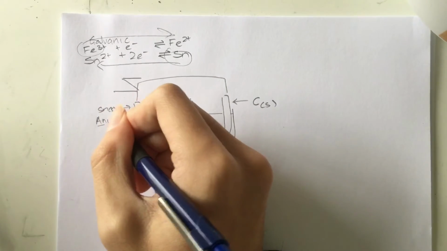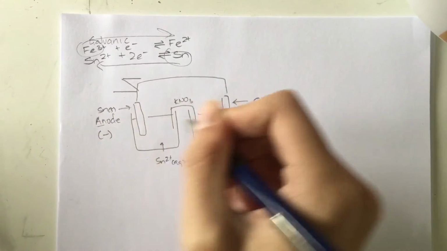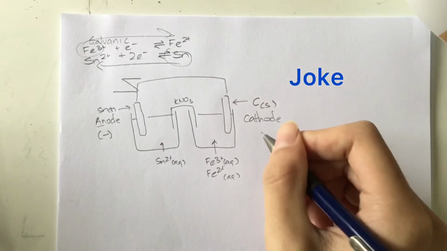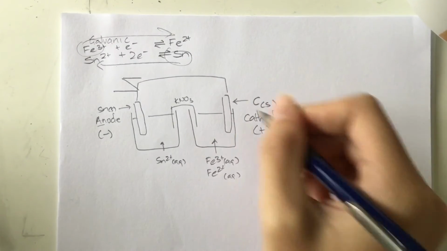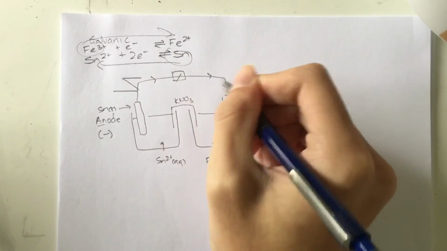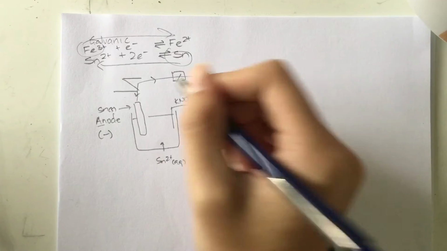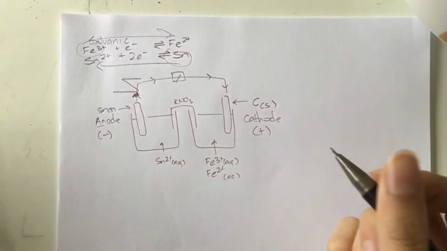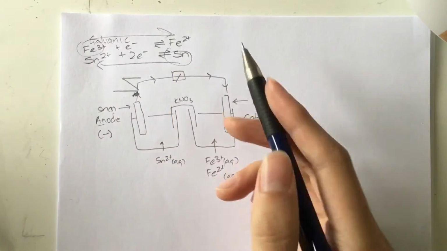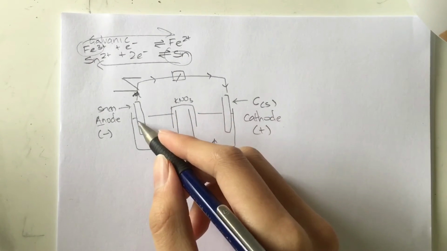This is the anode, and it's negative. This is the cathode. It's the cathode because C stands for cathode. And the electrons go this way, because tin here is losing electrons, and iron is gaining electrons. So they go from the tin to the iron.